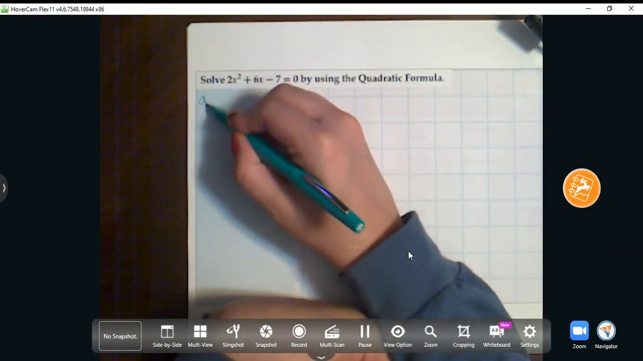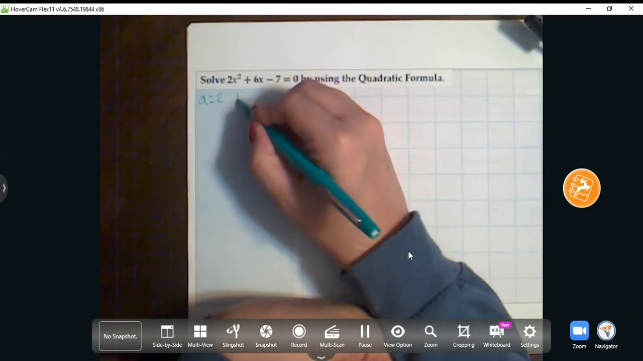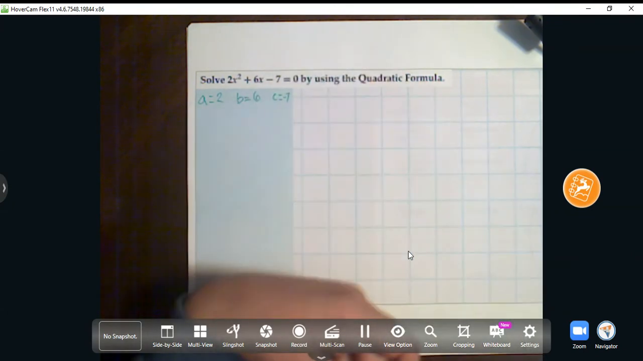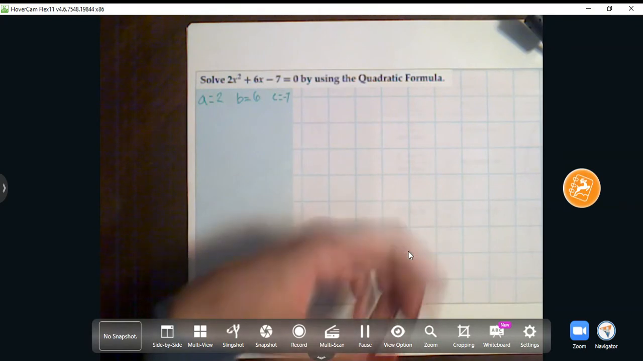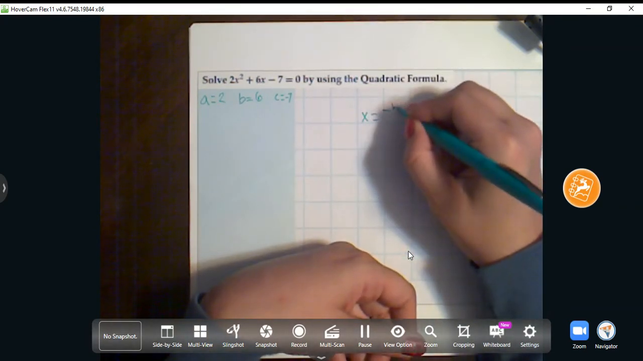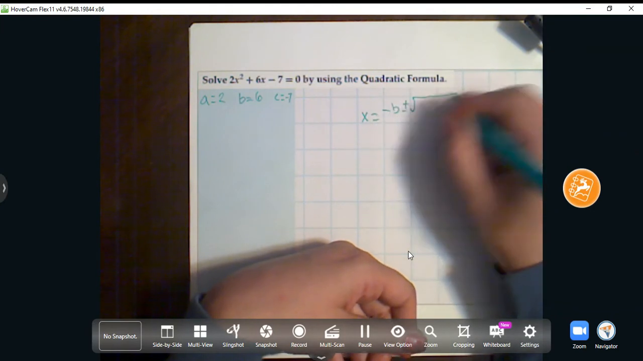Alright, so this time, again, using the quadratic formula. So we have a equals 2 this time, b equals 6, and c equals negative 7. So our a value isn't 1 this time, but that's okay. The quadratic formula is still going to work the same way.